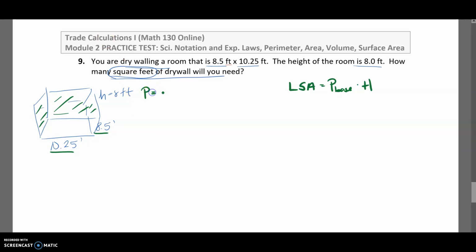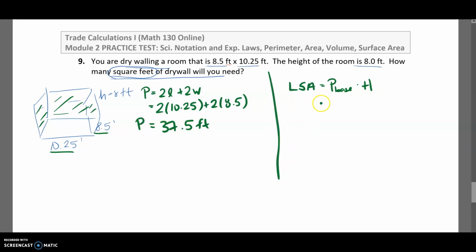So the perimeter of a rectangle is 2 times the length plus 2 times the width. Length is 10.25 feet plus 2 times the width is 8.5 feet. And I can calculate that the perimeter is 37.5 feet.